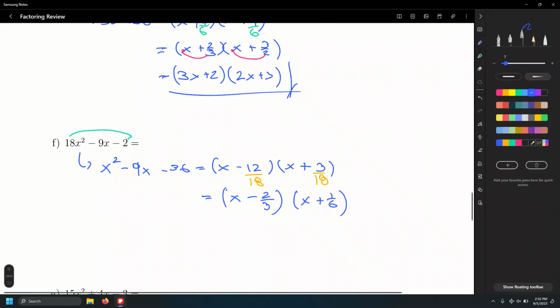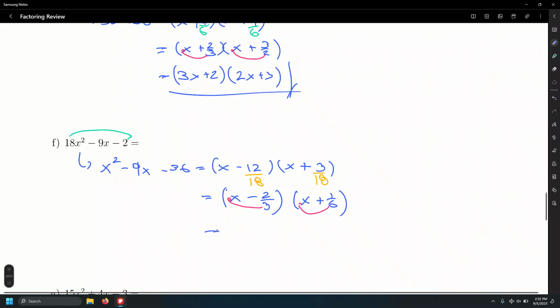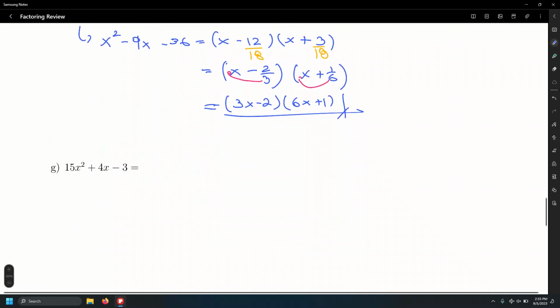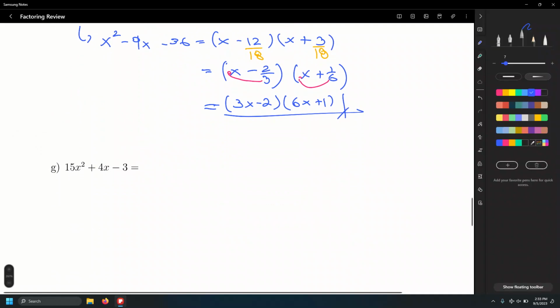In this case, these are fractions that do not go evenly when dividing the two numbers. So the 3 becomes the coefficient of x, and this 6 becomes the coefficient of x. That'll be 3x minus 2, 6x plus 1. Same result as we did before, maybe with the factors reversed, but essentially the same thing. And the last of them, let's see, so that's 15 times a negative 3. All right, that's number 1.